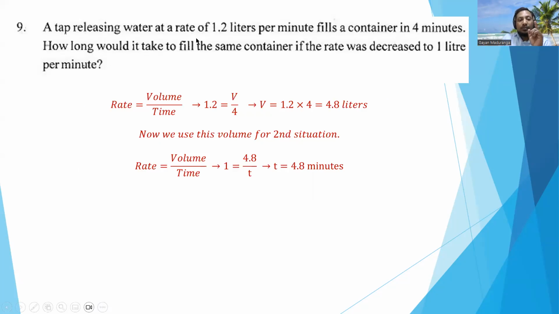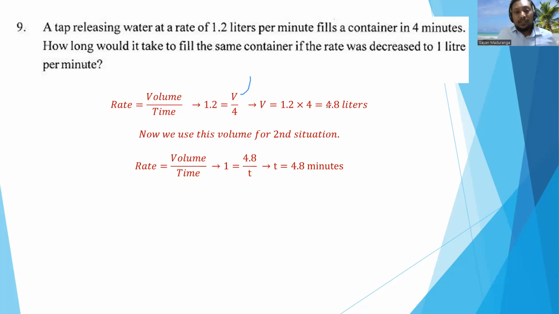A tap releases water at a rate of 1.2 liters per minute and fills a container in 4 minutes. How long would it take to fill the same container if the rate was now decreased to 1 liter per minute? Here it was 1.2 liters per minute, now it's going to be 1 liter per minute. It's a similar question to speed. As speed is distance over time, here the rate is volume over time. This is the volume of the tank, right, children?